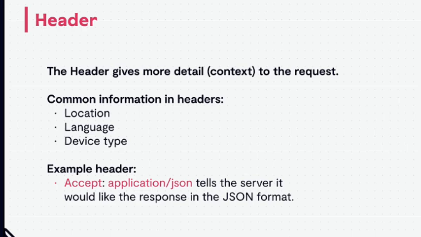Every time you open a page on the internet, you're making an API request to a server, and the server is responding with the web page. So if you are browsing the internet on your computer or on your laptop, you're going to have different information or context in the header of your request. An example of a header would be Accept: application/JSON, which tells the server that it would like the response of the HTTP request in the JSON format.